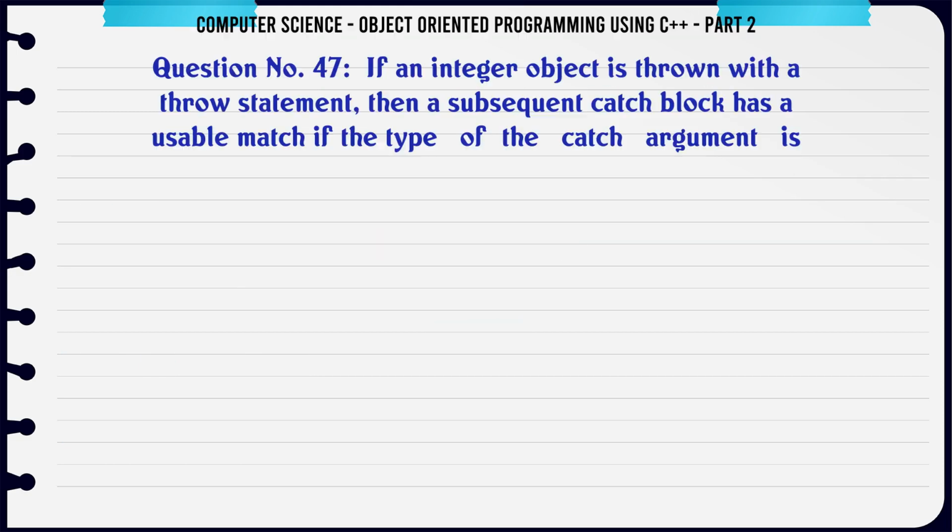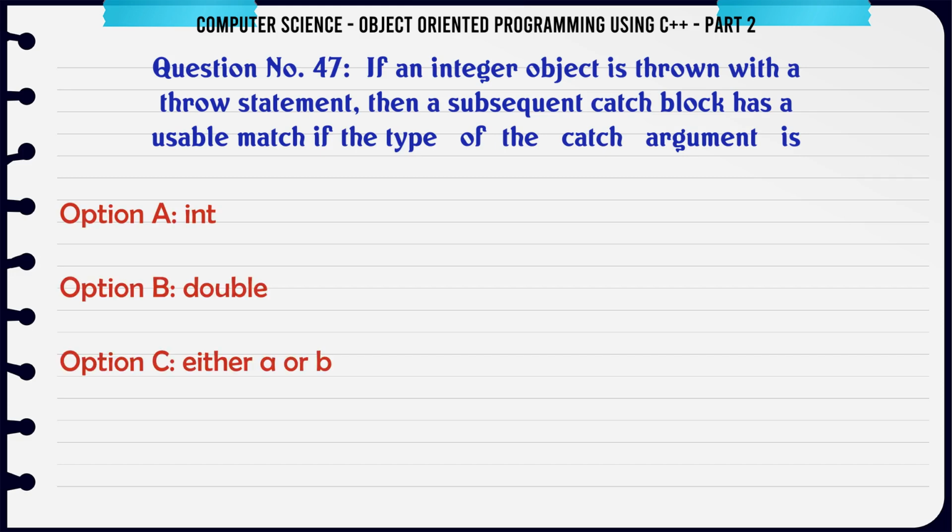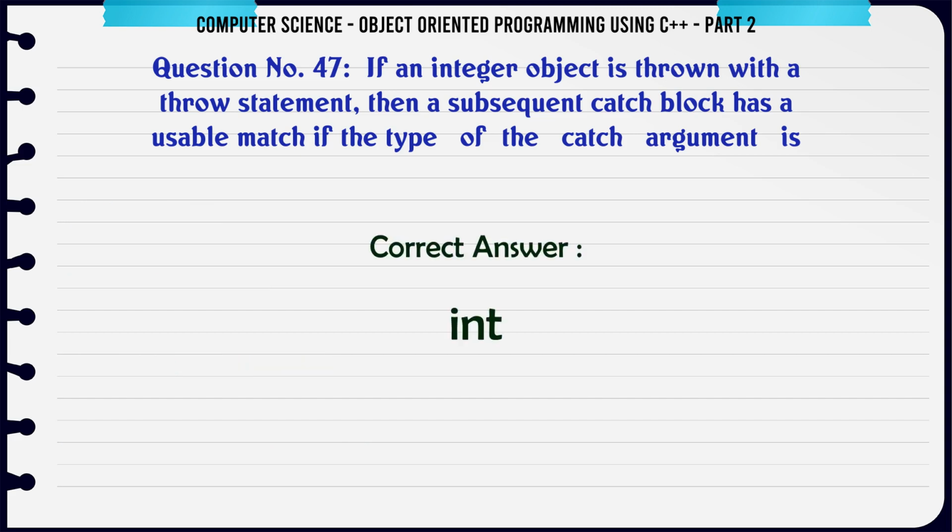If an integer object is thrown with a throw statement, then a subsequent catch block has a usable match if the type of the catch argument is: A. int, B. double, C. either A or B, D. neither A nor B. The correct answer is int.